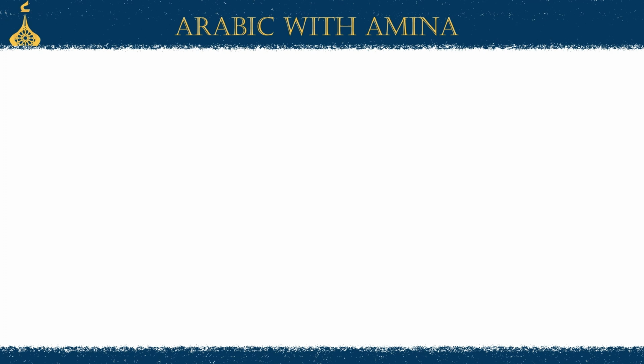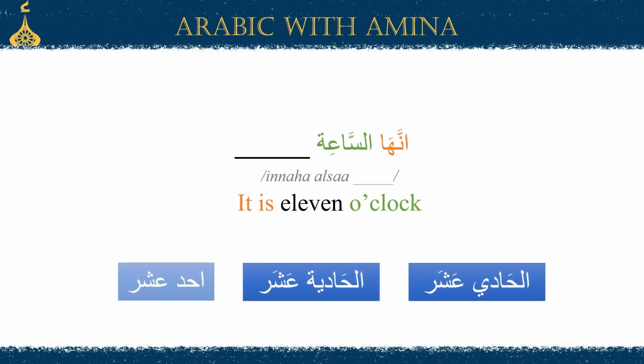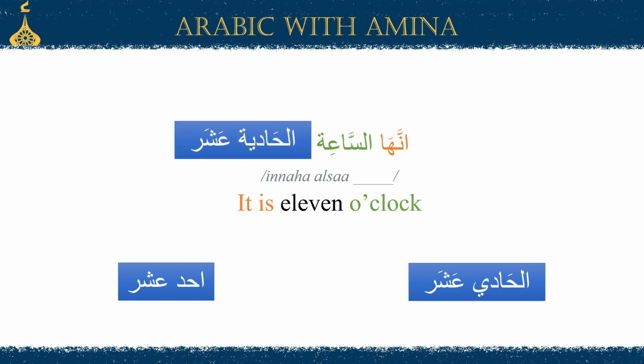Our final question in this quiz. إنها الساعة blank. We want to say it's 11 o'clock. So, how do we fill in the blank? With الحادي عشر, الحادية عشر, or أحد عشر? The correct answer is الحادية عشر. We said in order to say 11, you either say الحادي عشر or الحادية عشر. We went with the feminine form because الساعة or clock is feminine.